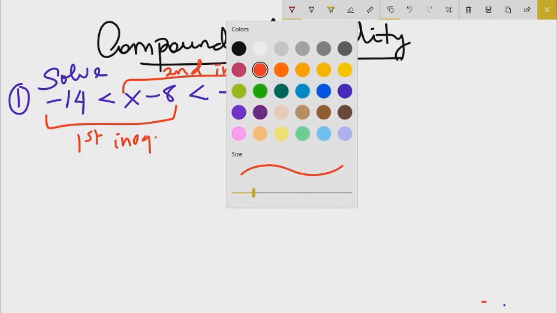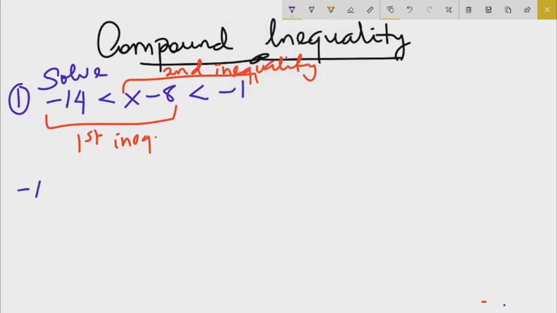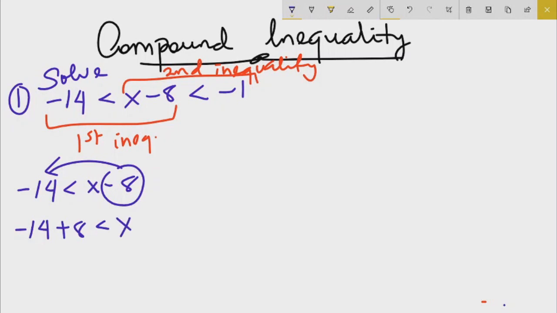Let's solve the first inequality. The first inequality is -14 less than x minus 8. We just solve this like solving a normal linear inequality. We want to move this 8 to this side, so it's going to become a positive on this side. So it's going to become -14 plus 8 less than x. So -14 plus 8 will become -6 less than x. So that's one of the solutions, okay?